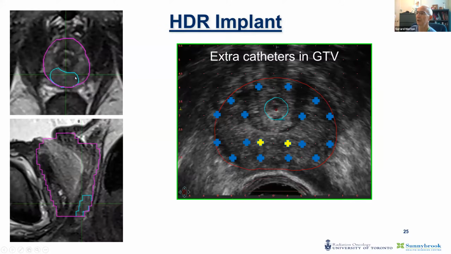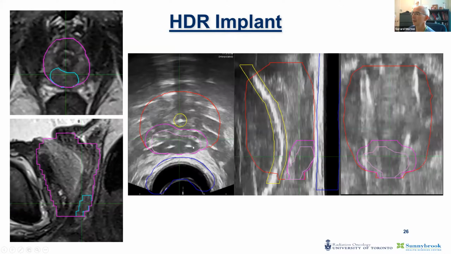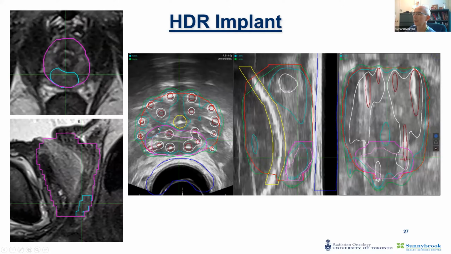So first of all, modifying our standard template is very helpful. So some extra catheters, perhaps a little bit more centrally placed. The alternative, of course, would be to have one central catheter, as Dr. Krauss had mentioned. And this will enable us to get better coverage of the GTV at the level of the apex. So here's our dose distribution that we obtain.